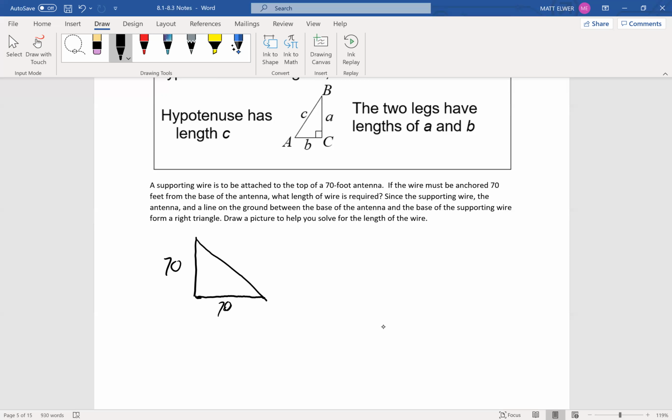And then it says, since the supporting wire, the antenna, and the line on the ground between the base and the base of the supporting wire form a right triangle, right? We know that's right. It says draw a picture to help you solve for the length of the wire. So we don't know what this length is here. We don't know what the length of the wire is, but we could say it's C, or maybe I'll write W. We'll do W for wire, and that's what we're trying to find.